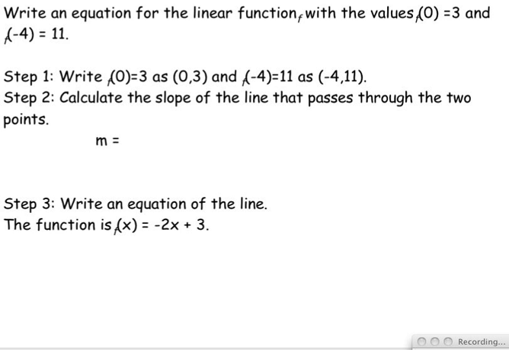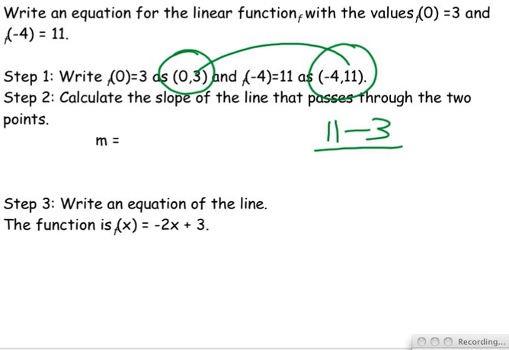It's going to be 11, change in y, minus 3, because again, this compared to that, and then change in x. So we're going to go ahead and change that just to make sure that makes perfect sense. We're comparing this and this. And when we figure it out, we have 8 over negative 4. So the answer for the slope is going to be negative 2.